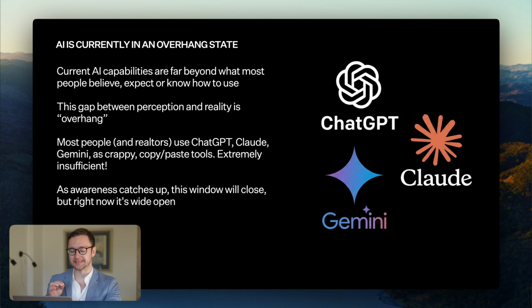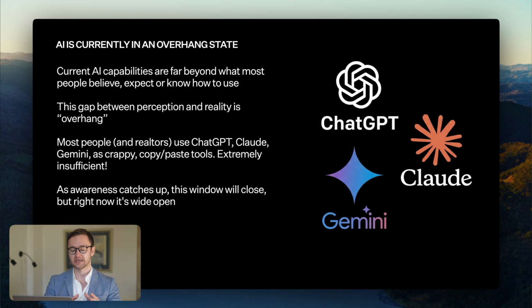Currently AI is in kind of an overhang state. What I mean by that is that current AI capabilities are far beyond what most people think, believe, or know how to use. To give you a good example, the perception most people have about AI is that it's kind of like a chatbot. You can ask some questions, maybe you get a funny image or something like that. That's the perception an average realtor, an average person, would have about ChatGPT or any of these tools. Whereas the reality is completely different. You can use AI to do incredible things, do a lot of the work for you, or virtually all of the work for you. It can be an incredibly intelligent tool you can use as your partner for virtually free cost.